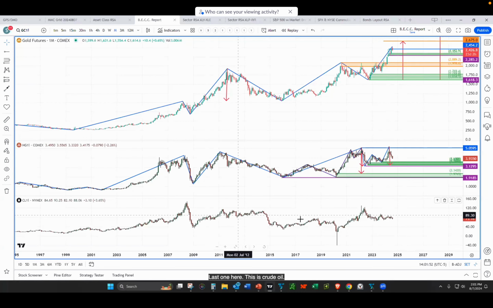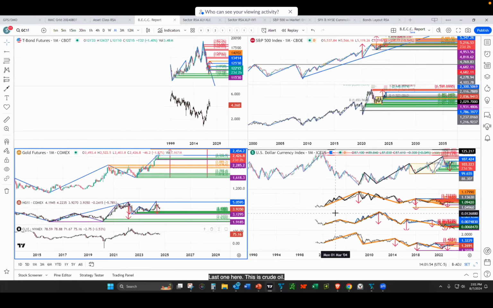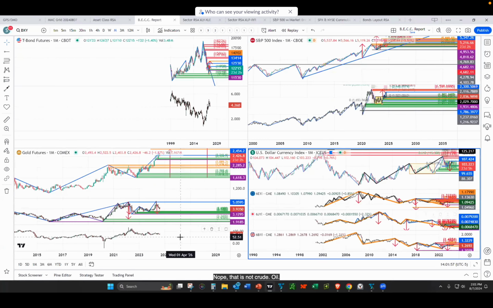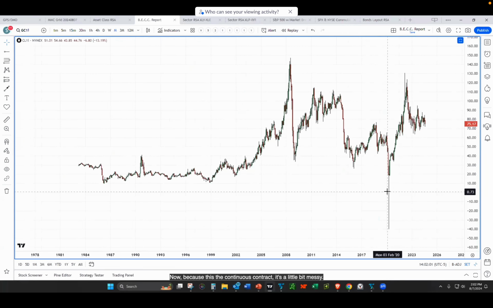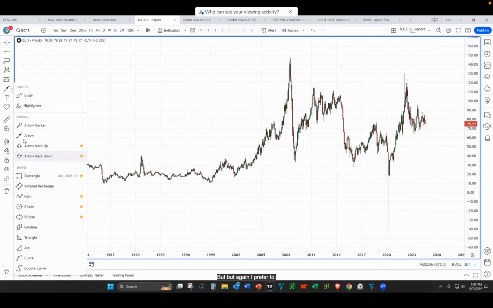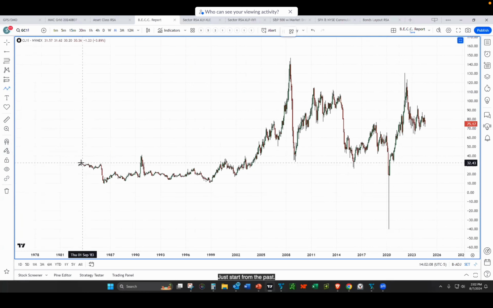Last one here. This is crude oil. Nope, that is not crude oil. That is crude oil. Here we go. Now, because this is the continuous contract, it's a little bit messy, but again, I prefer to just start from the past and go to the present.